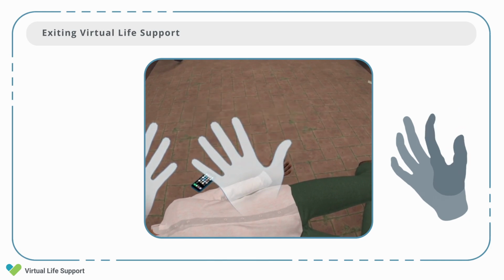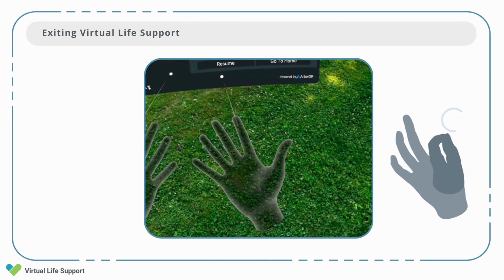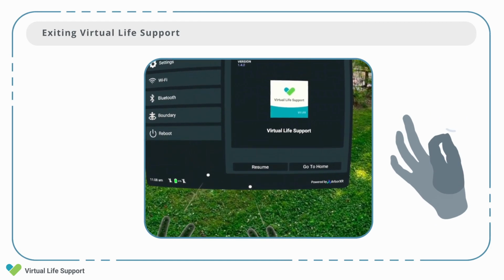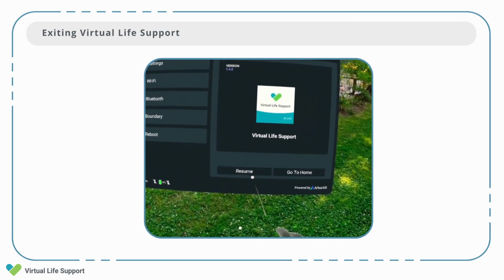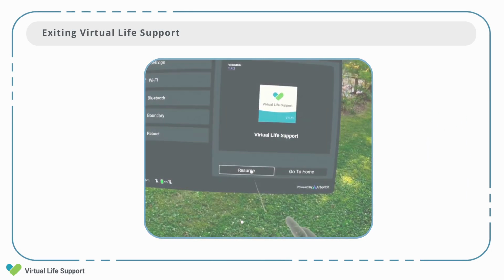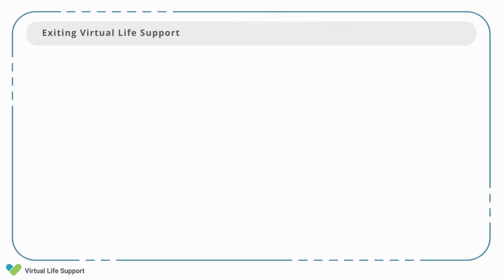In the little menu that pops up, you can see a MetaQuest logo. Release your index finger and your thumb from each other while hovering over this button. This will close out Virtual Life Support and return you to the menu. With this, you have successfully managed to exit Virtual Life Support.